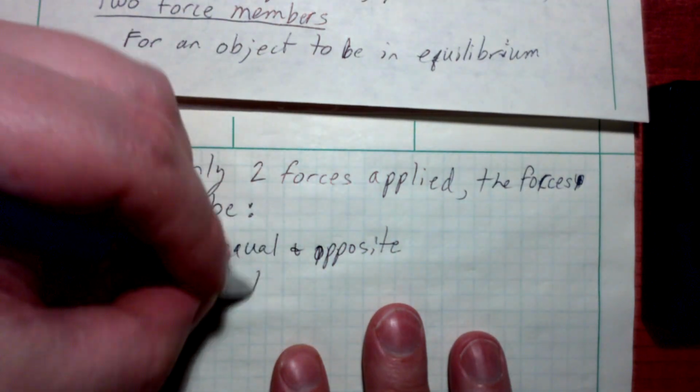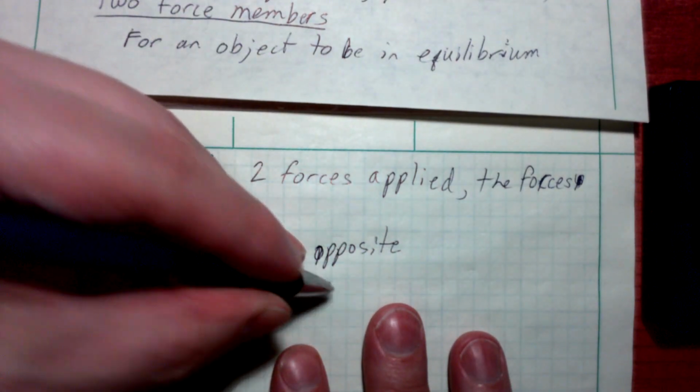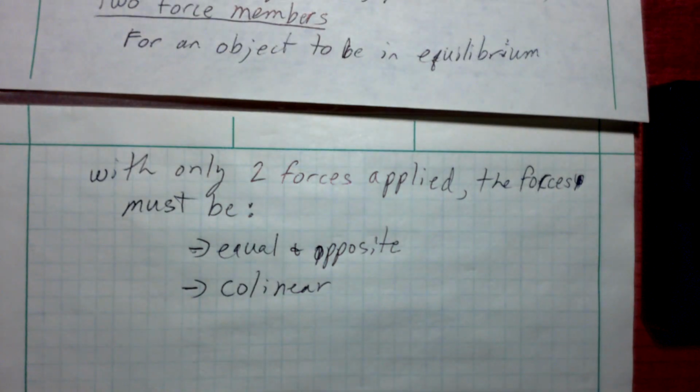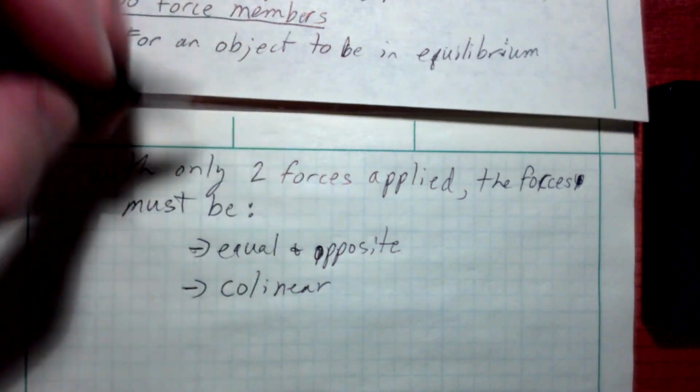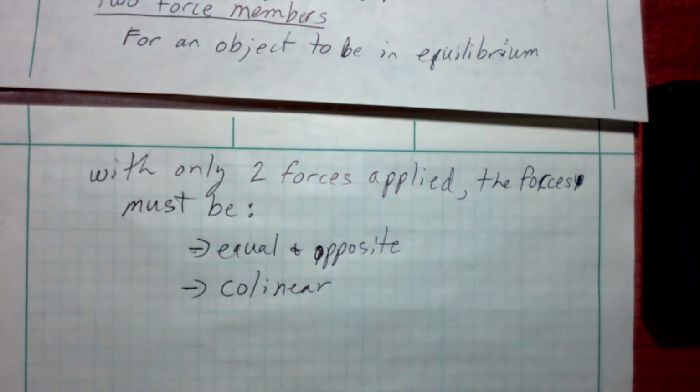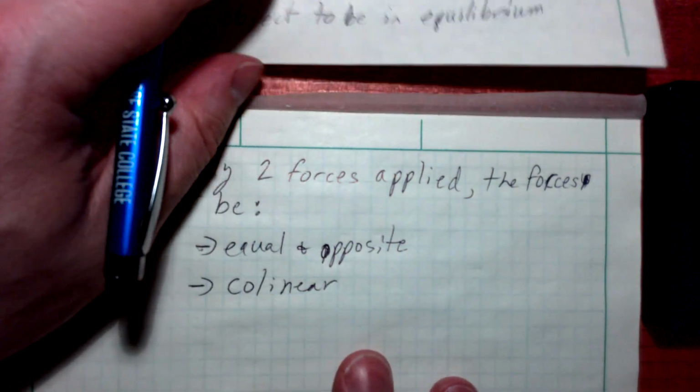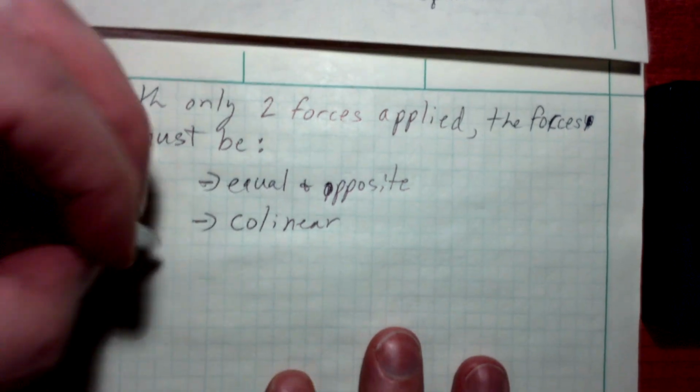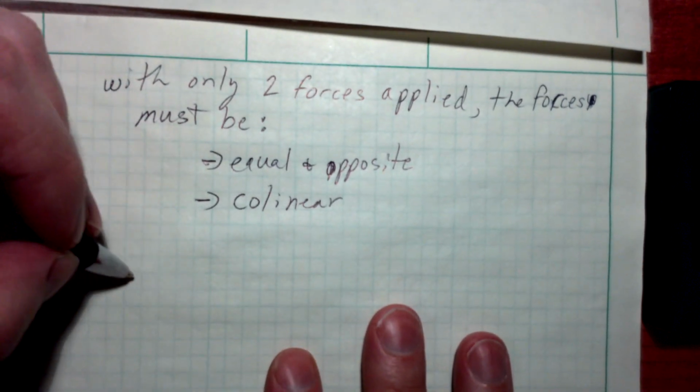They must be collinear. And those are the two. I guess there's really just two. Equal, opposite, and collinear. That can take all kinds of variety of shapes.